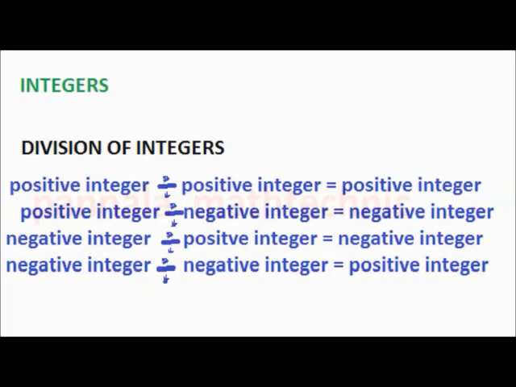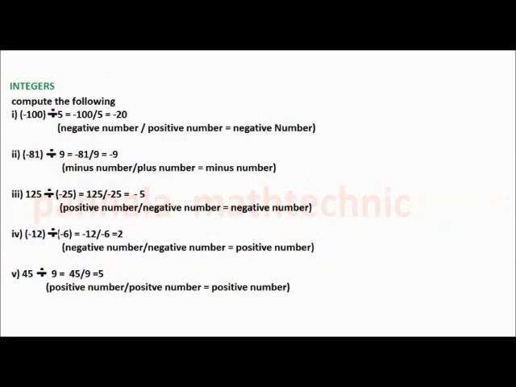So a positive integer divided by a positive integer results in a positive integer. A positive integer divided by a negative integer results in a negative integer. A negative integer divided by a positive integer results in a negative integer. A negative integer divided by a negative integer results in a positive integer. These are some division problems, examples.